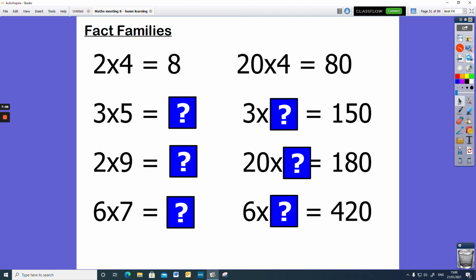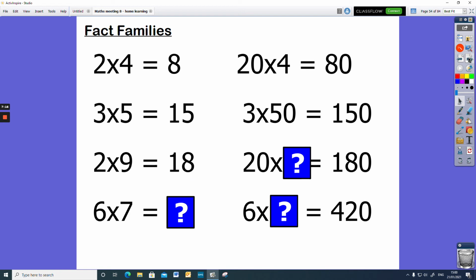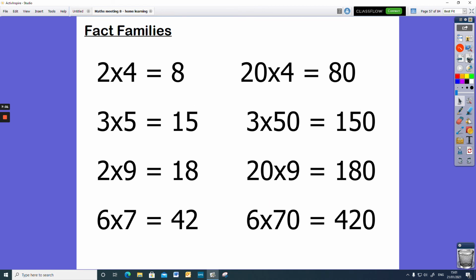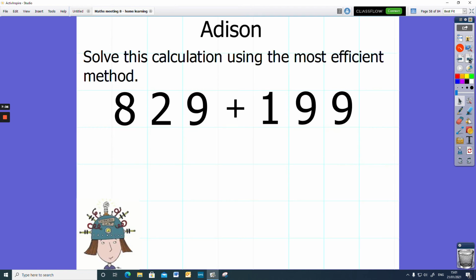3 multiplied by 5 is 15. So 3 times what is 150? 3 times 50 is 150. 2 times 9 is 18. 20 times 9 is 180. 6 times 7 equals what? 42. So 6 times what equals 420? Have you got this one? 6 times 70. A big well done to everyone if you got those ones correct.